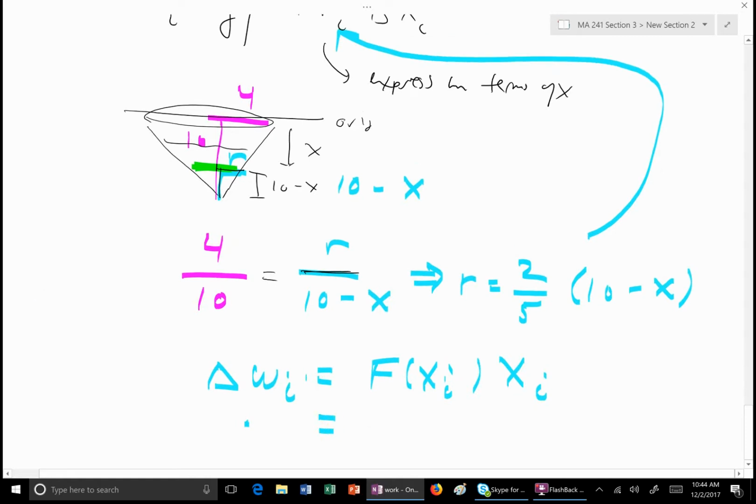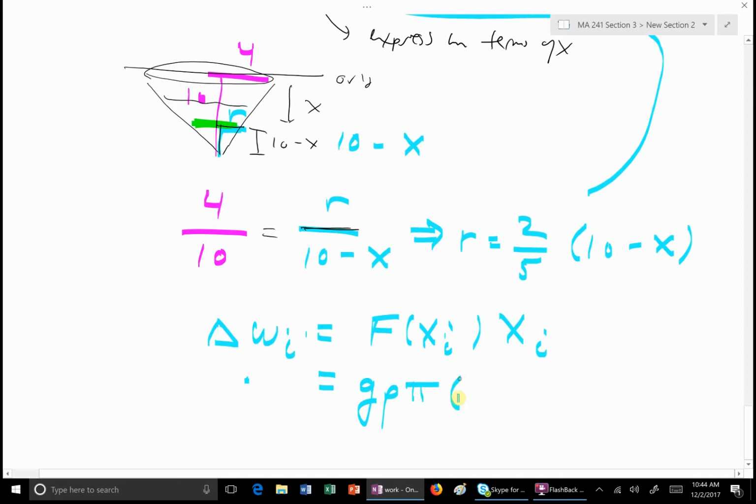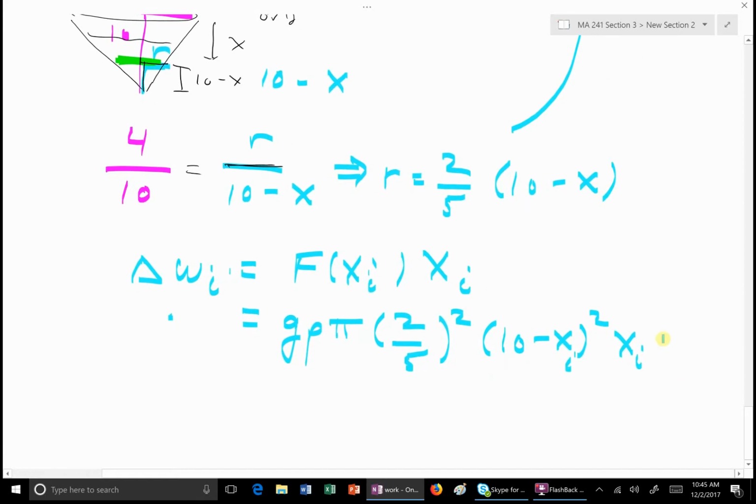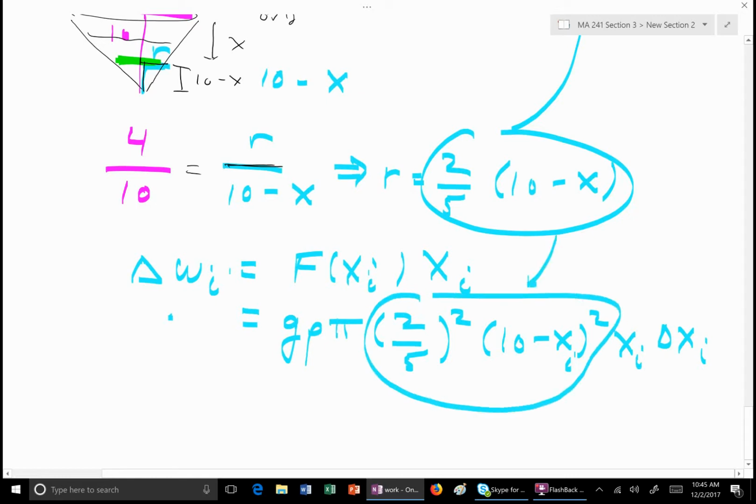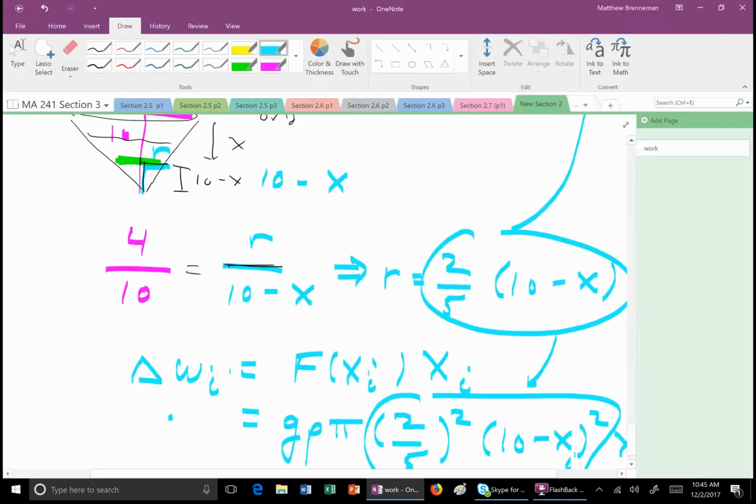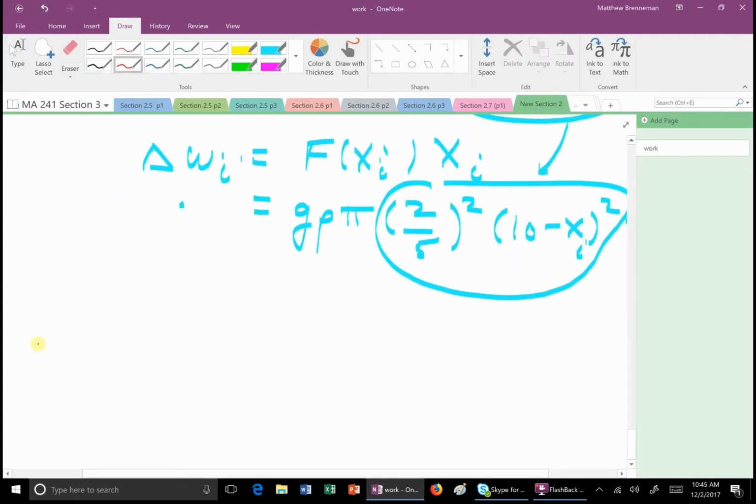And we put this all together. This is going to be g rho pi times 2/5 squared, 10 minus x squared, times x delta x. I'll put the i's in there. This part came from the r squared. And now I just integrate it. I let the delta x's go to dx's and I integrate. So my final answer should be, going from a height of 2 to a height of 10, g rho pi times 4 over 25, integral of 10 minus x squared times x dx. This is a good problem to do on your own.